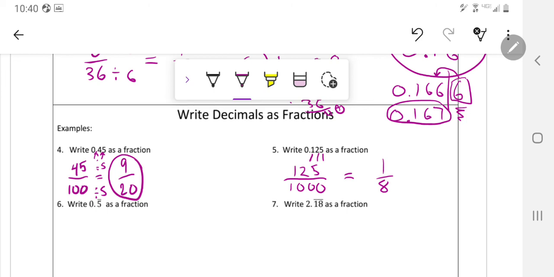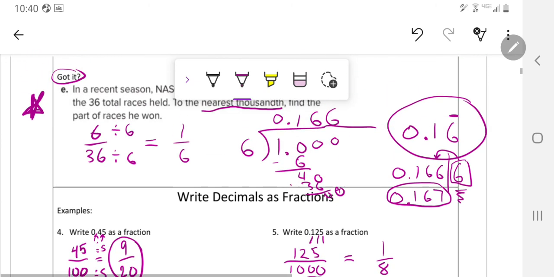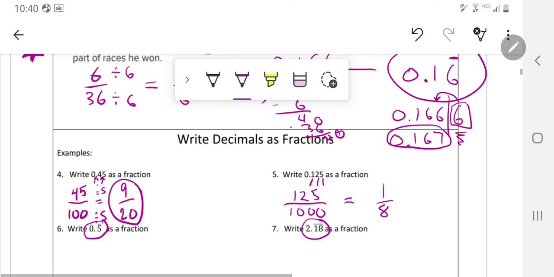All right, oh boy, what is this thing? Write 0.5 repeating as a fraction? Is that really a repeating number there? Okay, well, we're not ready for that. That's going to have to wait till our next lesson.